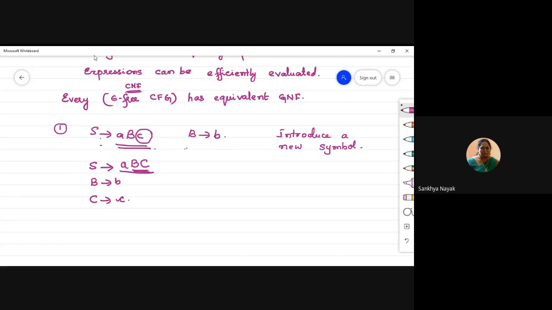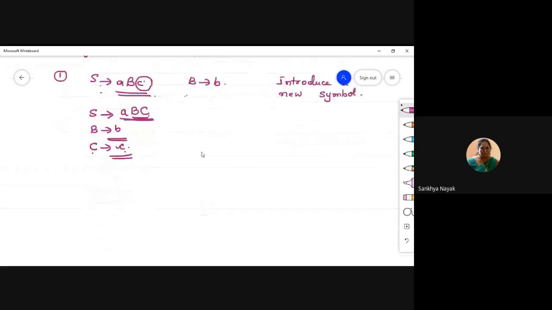This is also in Greibach normal form. This is also in Greibach normal form. All that I have done is replacing this small c with the capital C and writing capital C derives small c. Okay. Let's take one more example.